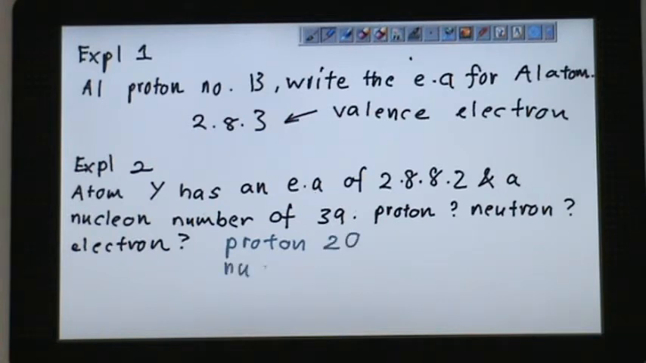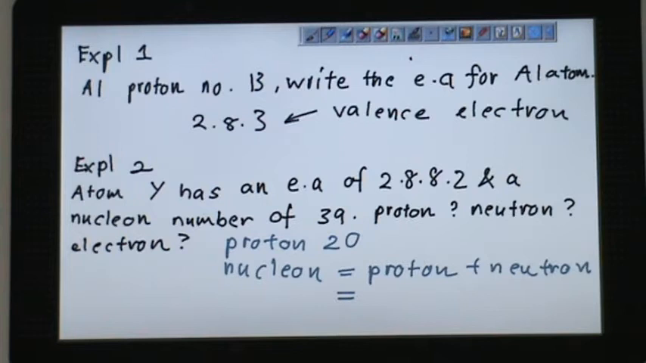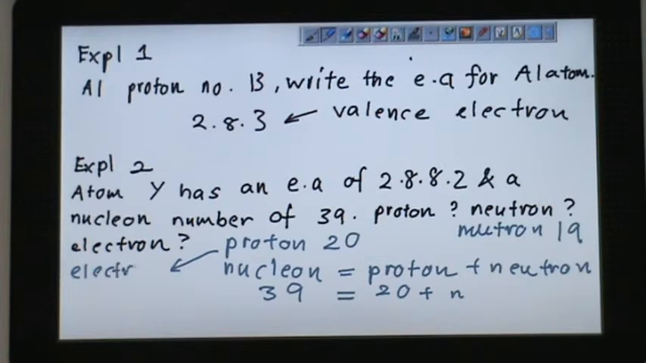And they mentioned the nucleon number. Remember, nucleon is proton and neutron. Do not confuse. So we are supposed to find the number of neutrons also. Here proton is 20, and nucleon is 39. So neutron will have 19. Okay, 19 neutrons. And then electron will be the same as proton. It will have a total of 20 electrons.